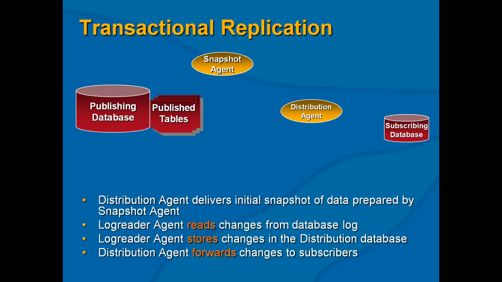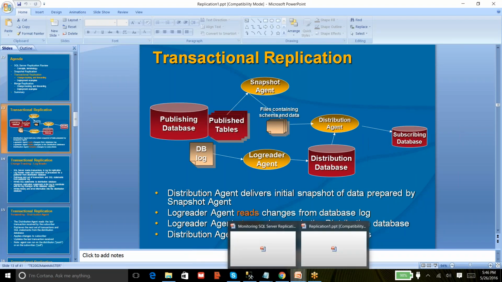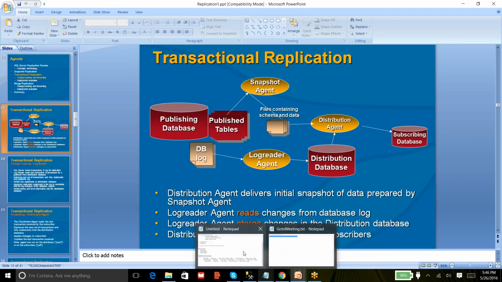So once the initial snapshot has been applied, the log reader agent comes into the picture. The log reader agent reads the data from the database log file, and if it finds any changes, those changes are moved to the distribution database. From the distribution database, the distribution agent picks those changes and applies them on the subscribing database.